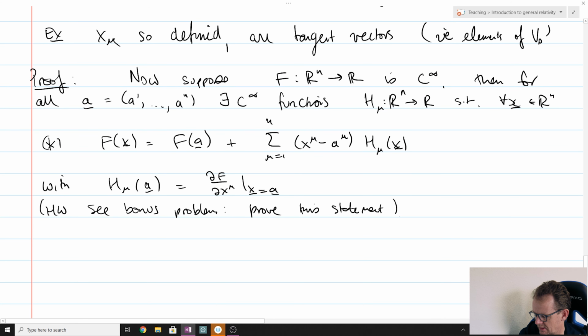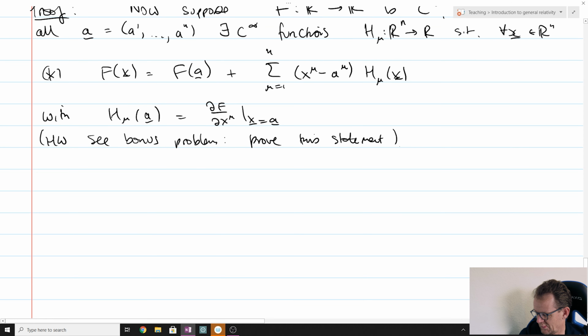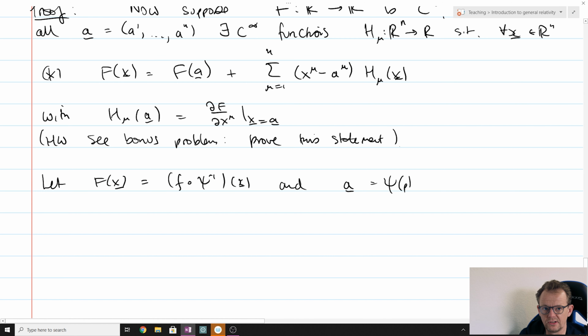Okay, so this little lemma is something that we're going to use in our proof of the theorem. And we're going to apply it precisely to the following scalar function. So we've got a candidate scalar function that we care about. We're going to say that big F is really F composed with psi inverse. And A is none other than the point that we get upon projecting P into Rn.